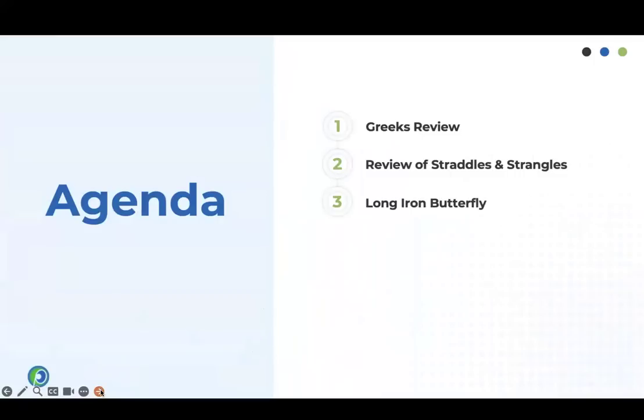We'll talk about the long iron butterfly. We'll talk about a broken wing butterfly. We'll talk about the short iron condor. That's the famous Tom Sosnoff earnings play. We'll bring that all from an analysis perspective into an application perspective. And then, of course, I've got OptionsPlay and a couple of examples of plays that you could have done with Netflix, and then we'll see how those played out.